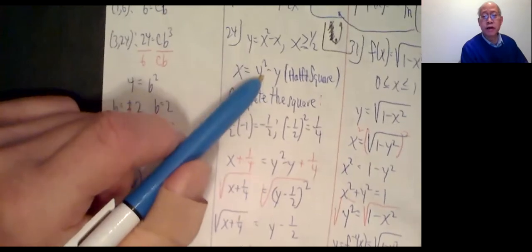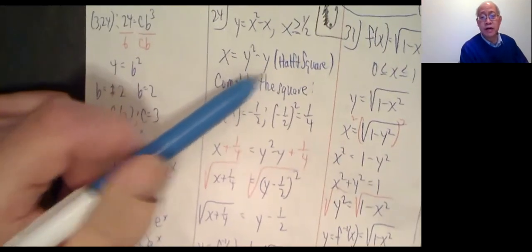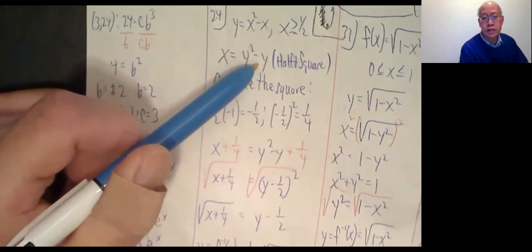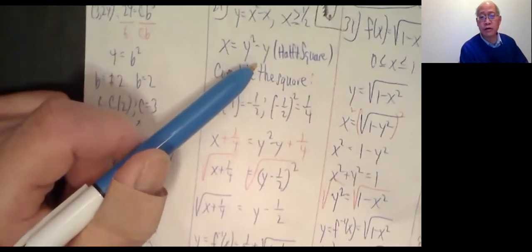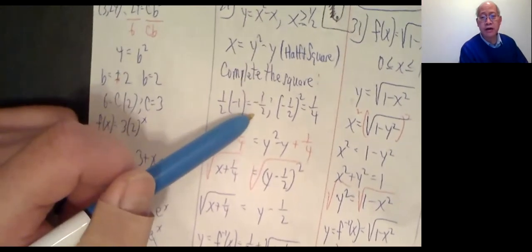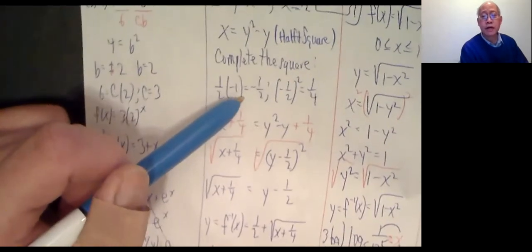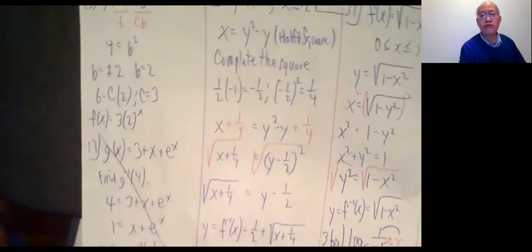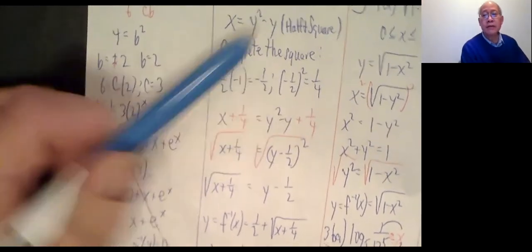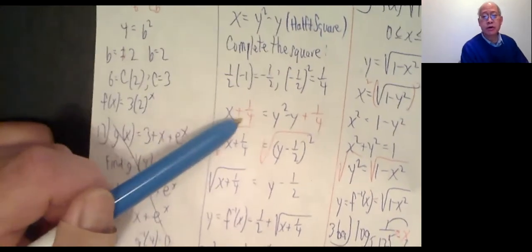x equals y squared minus y. Now, normally you can't solve this unless you're able to complete the square. Okay, so remember something called complete the square? Take half the coefficient of y and square it. So the coefficient is -1, right? So half of -1 is -1/2. Square it. -1/2 squared is 1/4. That means I add 1/4 to both sides of the equal sign. In red, x plus 1/4, y squared minus y plus 1/4.